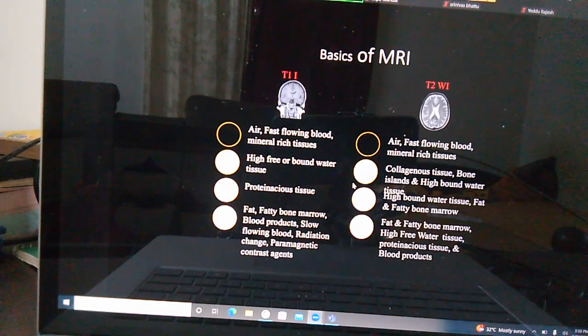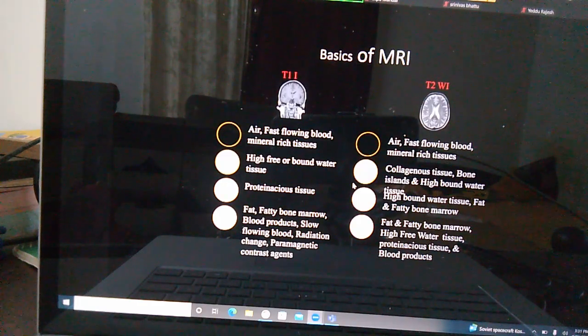On both T1 and T2 weighted images, the air, fast moving blood, and mineral rich tissues like the bones appear totally dark. They don't show up at all, the bone. And on the T1 weighted images, bound water tissue like muscles and others look grayish. I will show the gray color, the second color.